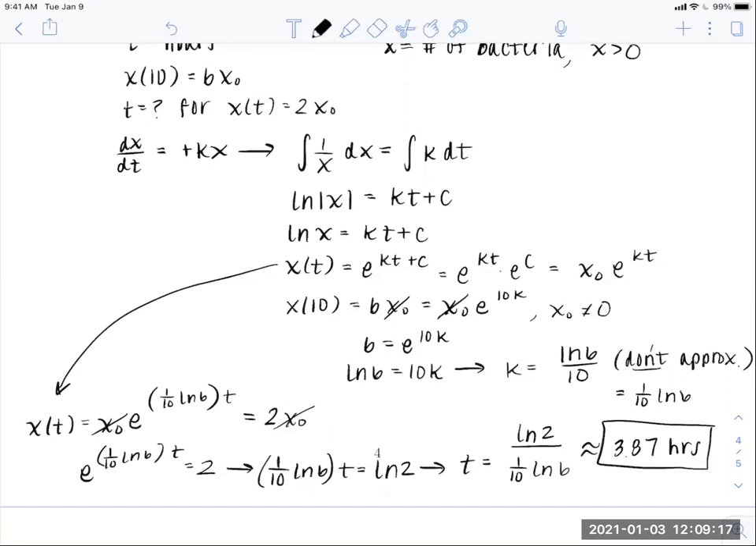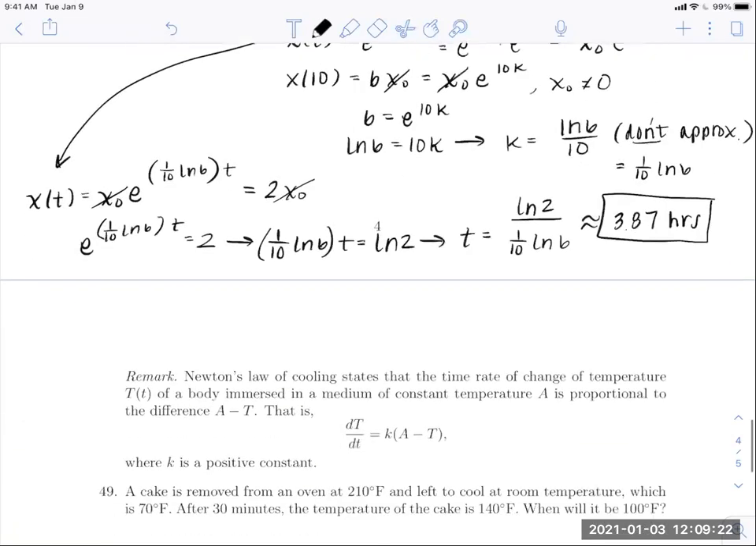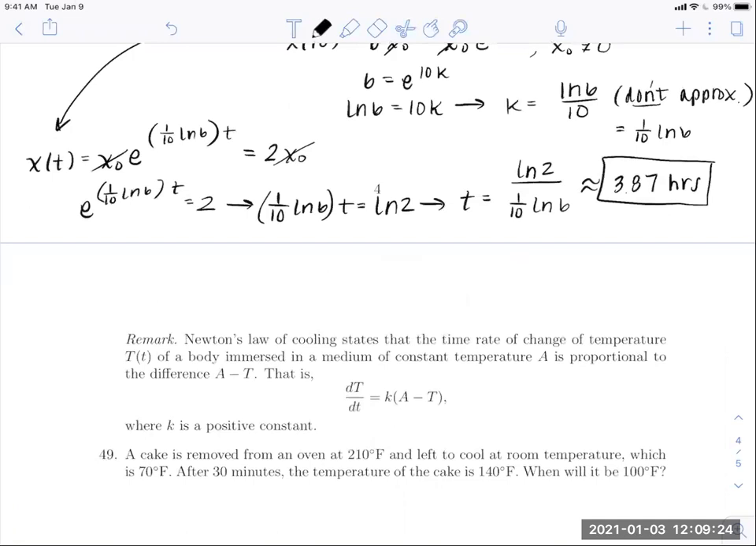All right, we're going to end these notes here with one last example, and it's going to be Newton's law of cooling. So let's take a look at that. So I have a remark here. Newton's law of cooling states that the time rate of change of a temperature, capital T of t, of a body immersed in a medium of constant temperature A is proportional to the difference A minus T. Remember, we discussed when we talked about mathematical modeling, is proportional to gives the equals k times. So don't forget that k when you're setting up proportions, and then that difference A minus T.